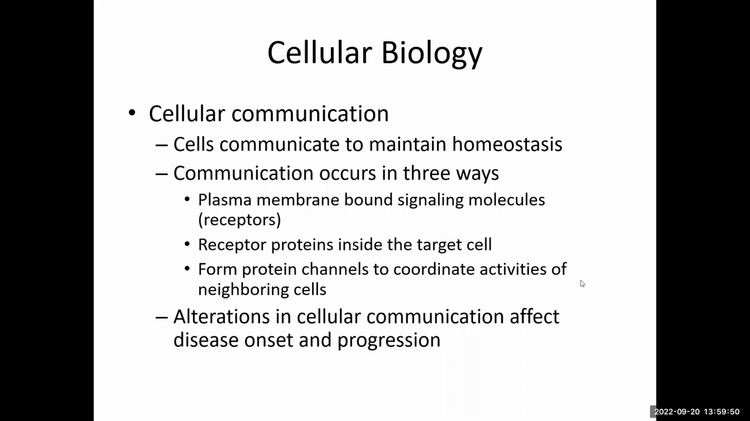Communication is going to happen when we have plasma membrane signals that are going to be sent out and bind to receptors. When we have receptor proteins inside any kind of target cell, they're going to receive information and send more information out. And then we're going to have the formation of protein channels that are going to coordinate any kind of communication or activity between our cells. So all of our neighboring cells know what they need to do, know what their job is, and we don't have any kind of miscommunication that might draw us out of that homeostasis. Any kind of alteration in this communication is going to be the onset of disease and progression.